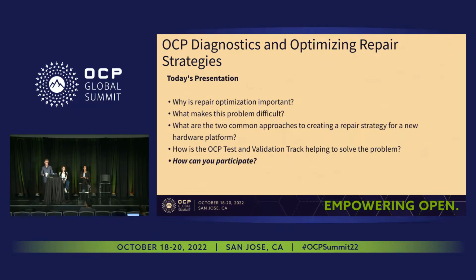So what are we going to talk about today? Why is repair optimization important? What makes the problem difficult? And what are two common approaches to creating a repair strategy for a new hardware platform? And most importantly, how's the OCP test and validation track helping us solve this problem? As Drew said in another session just down the hall, we can only do this with good data, and the OCP Diagnostic format gives us the data we need to basically make actionable repairs.